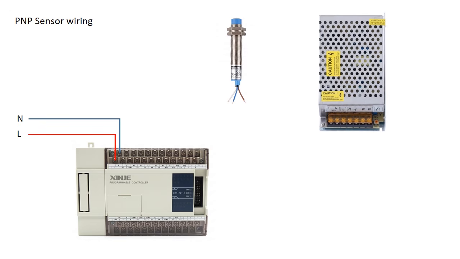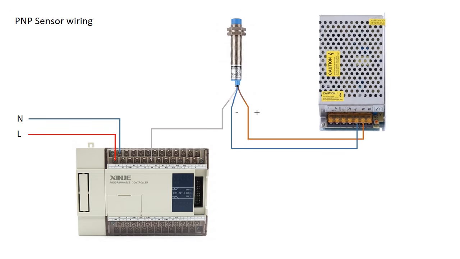The sensor power wires are connected to the power supply, and the signal wire is connected to the PLC digital input terminal, for example X4. However, there is an important difference. Since a PNP sensor acts as a source, the PLC input should be NPN type, also known as a sinking input. This means the PLC is designed to accept a positive 24-volt signal at its input terminal.